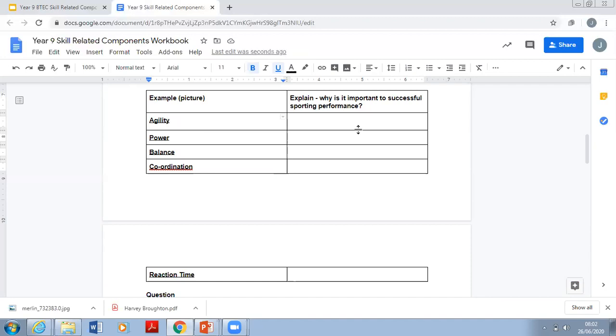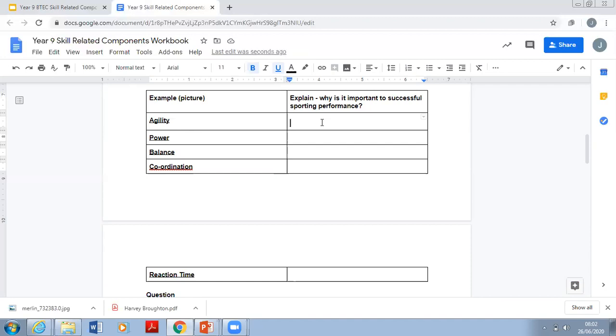So once you put your picture in, explain it. Why is it important to successful sporting performance, okay? Like I said last time, try and stay clear of football. If you can, you should be able to quite easily explain why a footballer would need agility, power, etc.